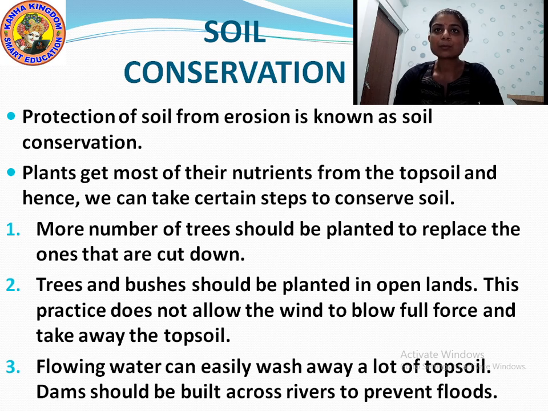Plants get most of the nutrients from the topsoil, and hence we can take certain steps to conserve soil. Since plants get most of their nutrients from the topsoil of the earth's surface, yes or no? The plants grow on the top layer of the earth's surface. So to conserve this surface of the soil, we can follow some steps. See, the first one is written: more trees should be planted to replace the ones that are cut down. In place of the trees which are cut down, we can plant new trees.